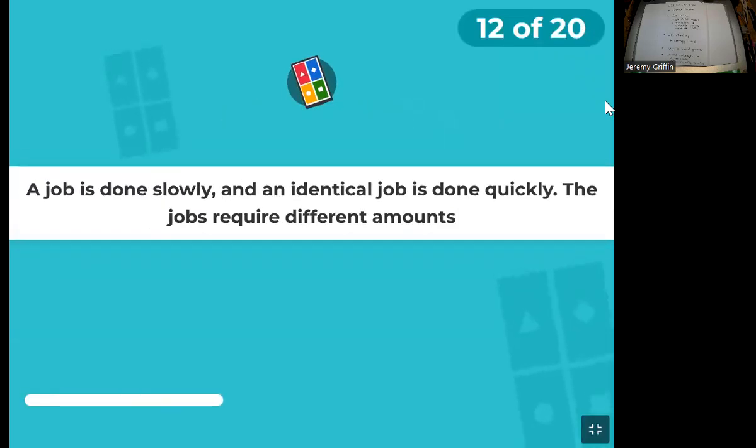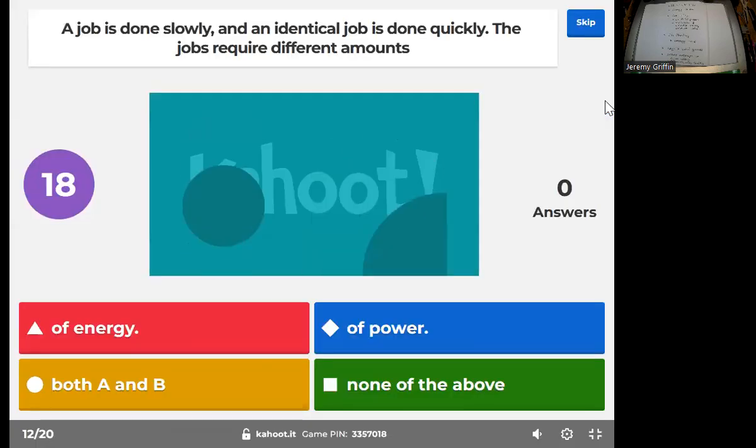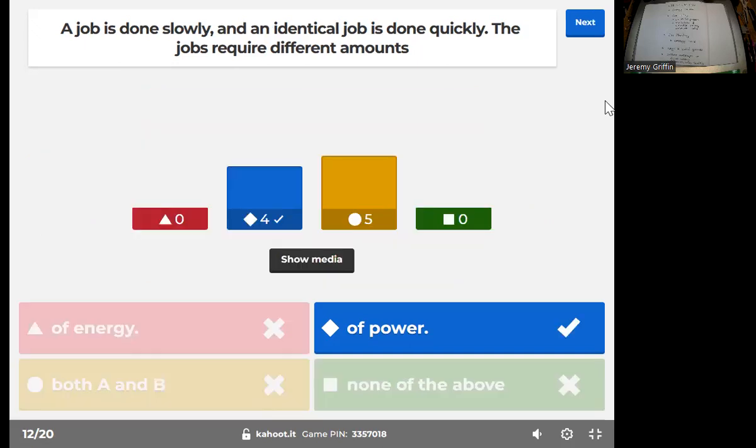All right, so you do 2 identical jobs, same amount of energy, but different time intervals. You do different amounts of what? Same work, same energy. Energy per unit time, called power. Yeah, different amounts of power.